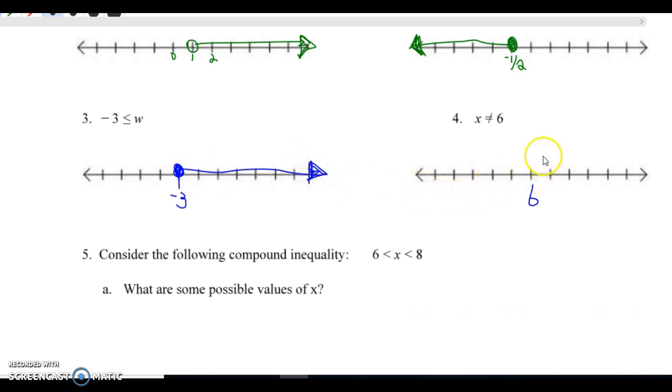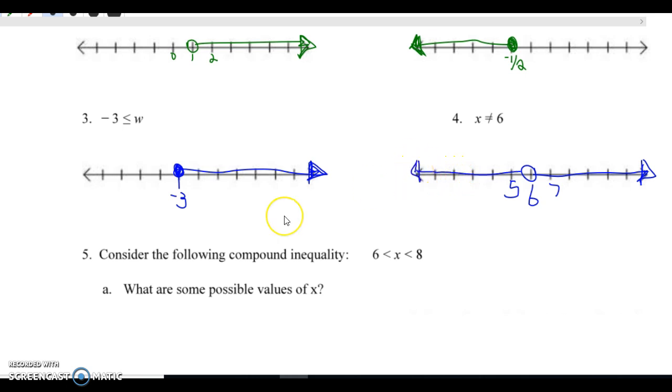Number 4 is an interesting one. Okay, we want to include all numbers that are not 6. So we don't want to include 6, so there will be an open circle at 6, right? And all numbers that are not 6. So x cannot be 6. Well, could it be 7? Yeah, it could be 7. So all these numbers to the right of 6 are included. Could it be 5 and less? Yes, it could be. So anything that is not 6 is your solution set.